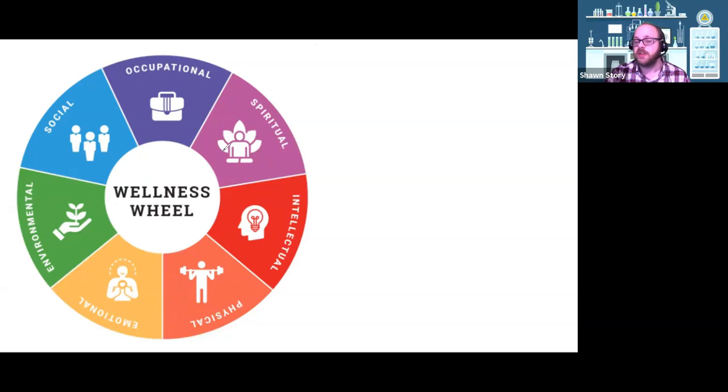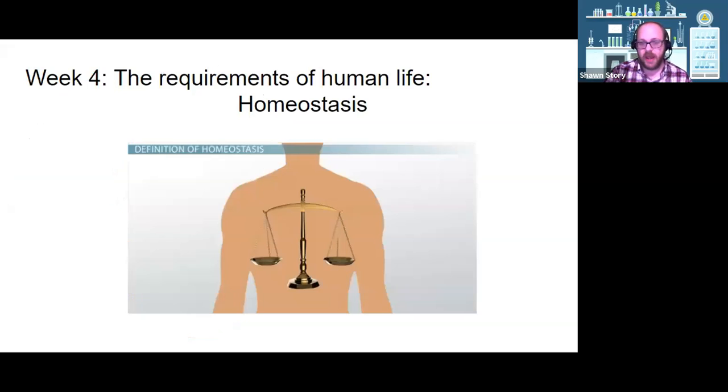I have a reflection question for you to look at this and to reflect over your life. Which of these areas do you have a lot of? Which areas do you have the least amount of? How could you improve in those areas? Who can help you improve in those areas? So that is one of our homework assignments, a reflection question over the wellness wheel. And that is week 4, the requirements of human life, specifically looking at the term homeostasis.